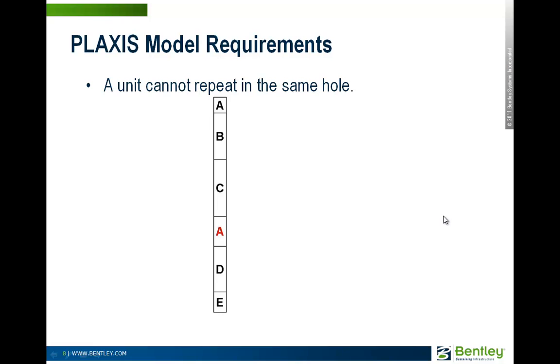You also cannot repeat a unit in the same hole. So here we have A, B, C, and then A again. That would abort export of that specific borehole. The other boreholes would be exported. And of course, the exception to this rule, if you repeat the same unit and they're contiguous, so you have 3 A's in a row, as we showed in the earlier slide. That's okay. The program will consolidate those into 1 A unit for you.